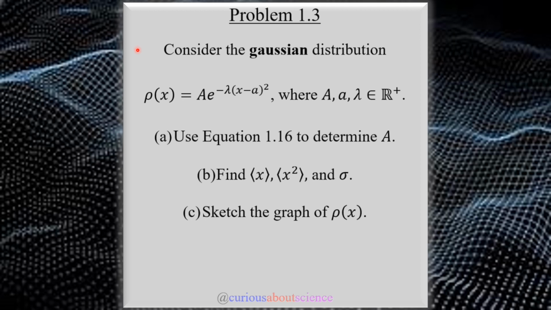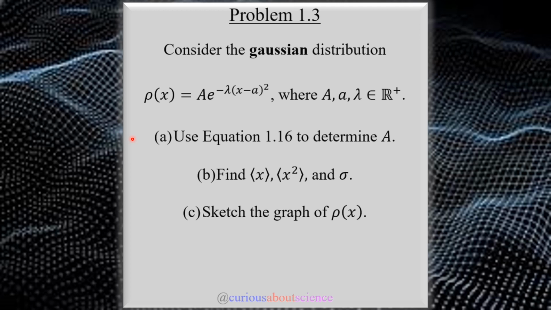Consider the Gaussian distribution rho of x is equal to big A e to the negative lambda (x minus a) squared, where big A, little a, and lambda are all positive real constants. If you haven't seen that script R, or double-struck R, before, that's just the real numbers, and we just want the positives out of it.